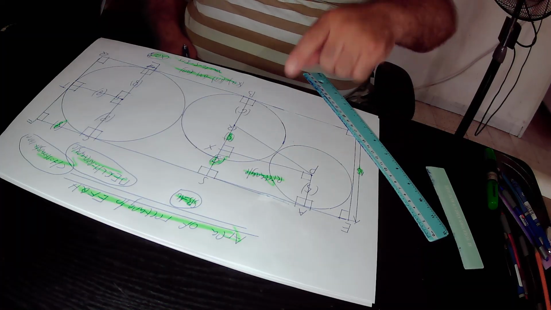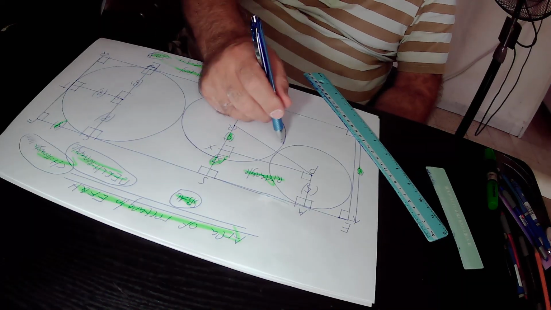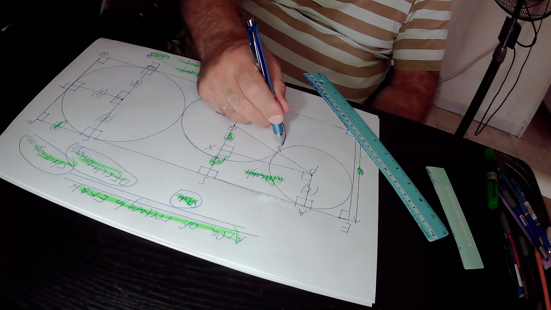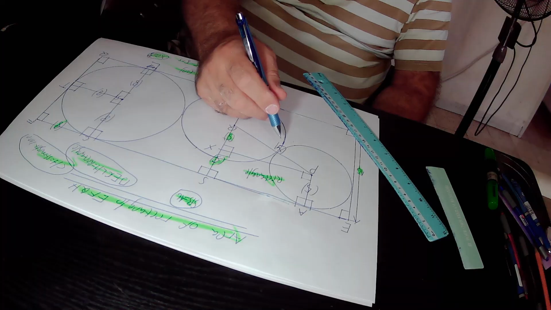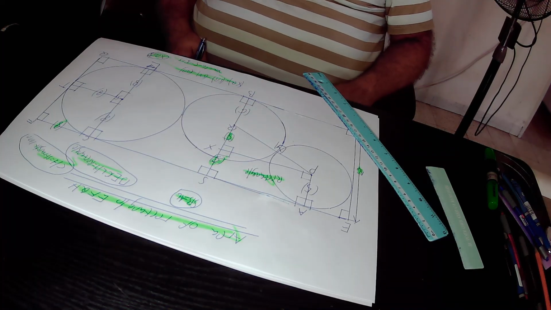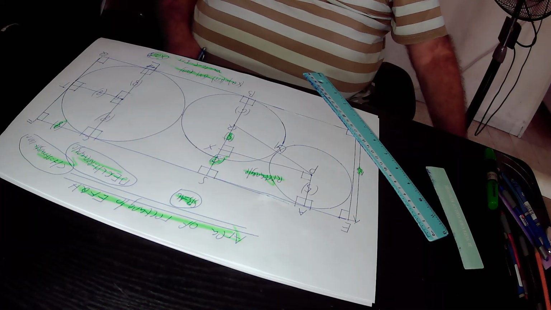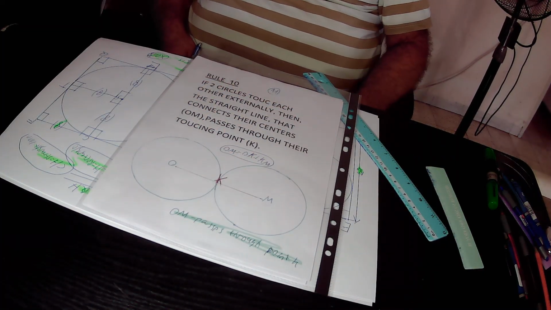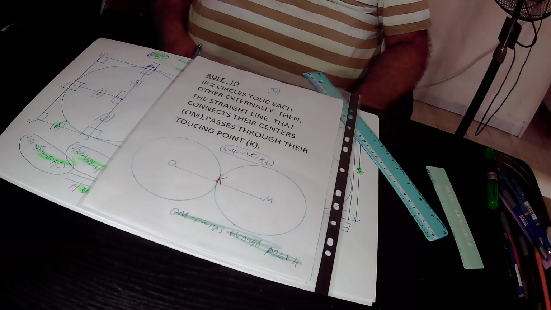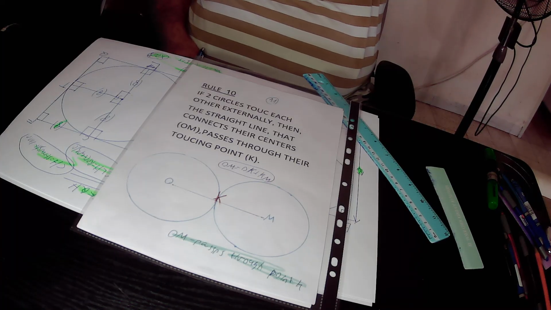We define the touching point, this point, Y. And whenever you have an external touch between two circles like here, you can implement Rule 10. So let's repeat quickly on Rule 10. According to Rule 10, if two circles touch each other externally, then the straight line that connects their centers together passes through their touching point.